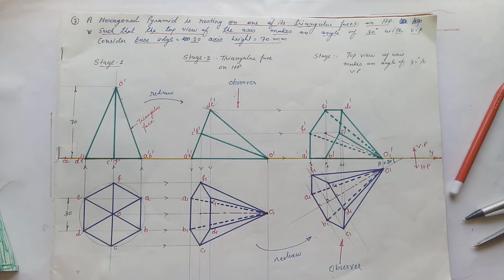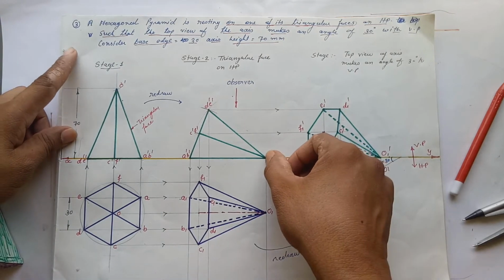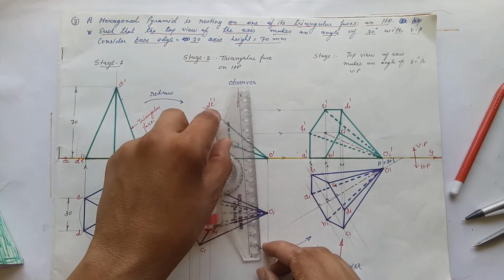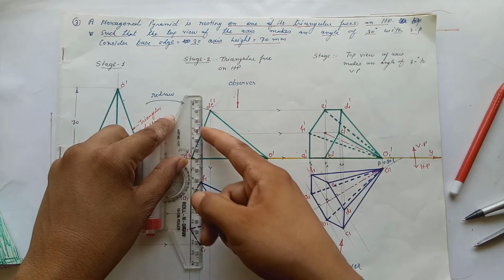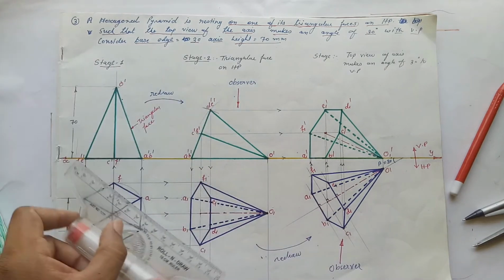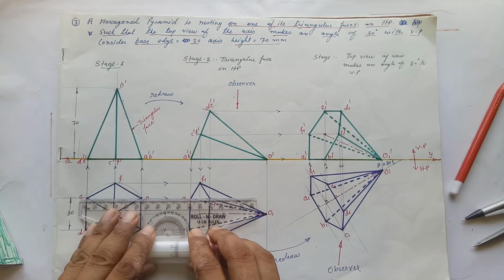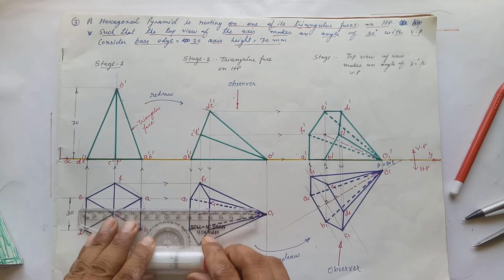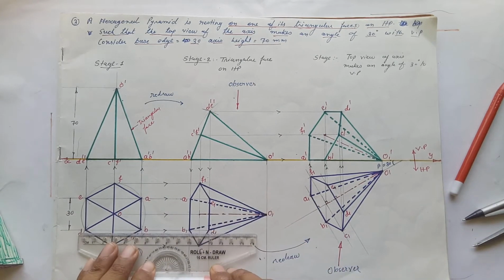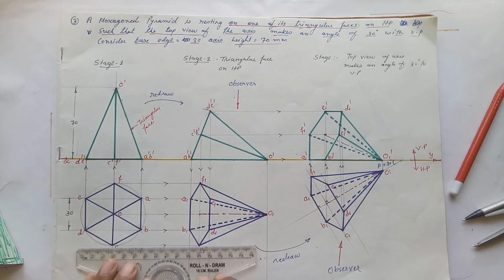Now again we have to draw the plan in the second stage. First of all, let us take the projection o dash perpendicular to the XY reference line. From o dash, a dash, b dash, c dash f dash, d dash e dash, draw lines parallel to XY line from these points: f, a, e, because e is here, a is here, o, b and d, b and d, and c.